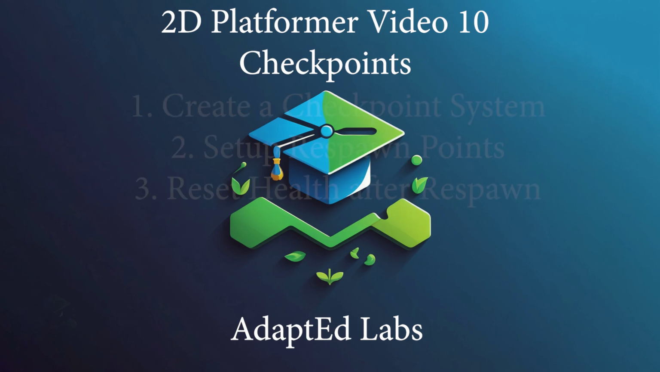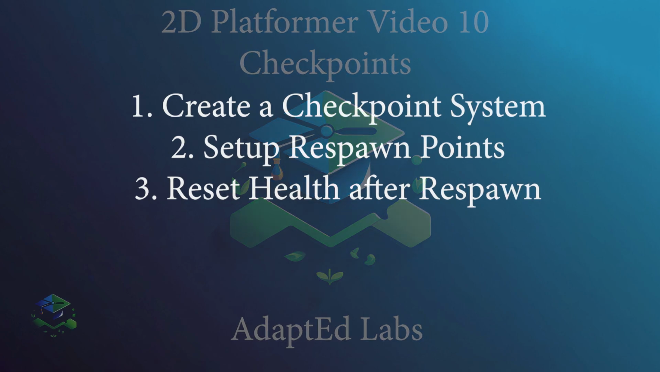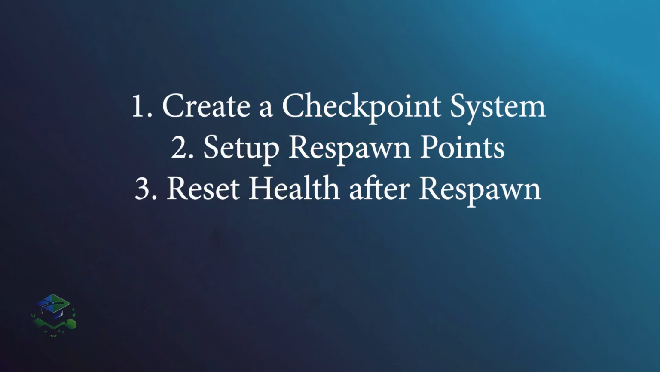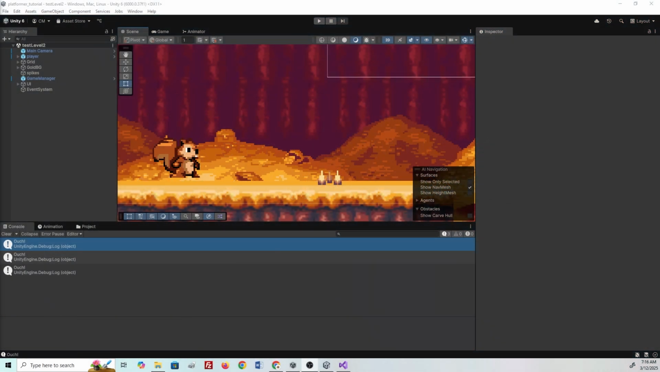Here's what we're going to cover today. We're going to create a checkpoint system. We're going to activate and deactivate the checkpoint. I have a sprite in mind for this. It's a little lever that we'll use. We're going to store the player's respawn position and then modify our death system to respawn at the checkpoint instead of restarting the level. By the end of this tutorial, your game will remember the player's progress, making death less frustrating and improving the gameplay flow.